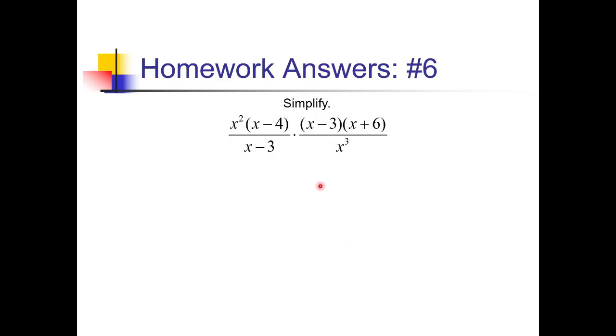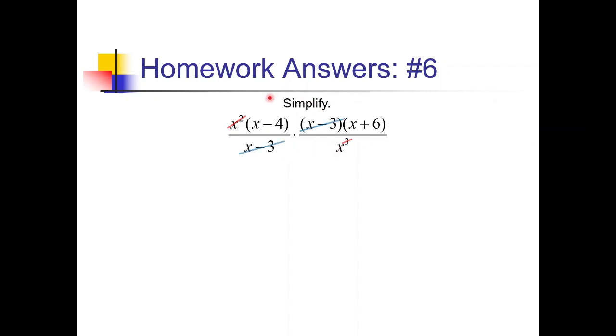For this problem, I noticed that we've already got this thing pretty much fully factored, so that was nice of them to do that for us right off the bat. Let's just go ahead and cross off any common factors. So the x squared here and the x cubed, we can cross cancel those. That's going to leave an x in the denominator and no x's up here, at least no single x's. And then we've got these x minus 3's that we can also cancel out. And it looks like that's it.